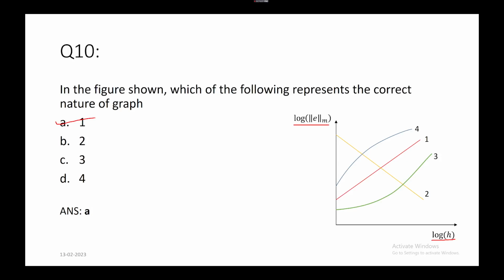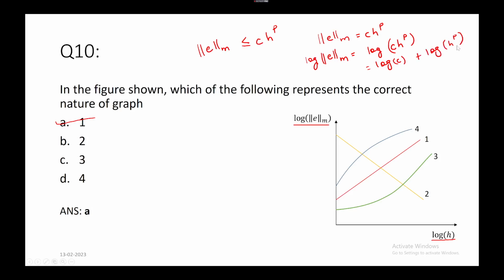It's because of the expression. We just saw that the energy norm is less than or equal to c times h power p. We'll assume the rare case where this is equal, so let us say it is equal to c h power p. If you take the logarithm of both sides, log of c h power p can be split into log of c plus log of h power p, which is nothing but log c plus p times log of h.